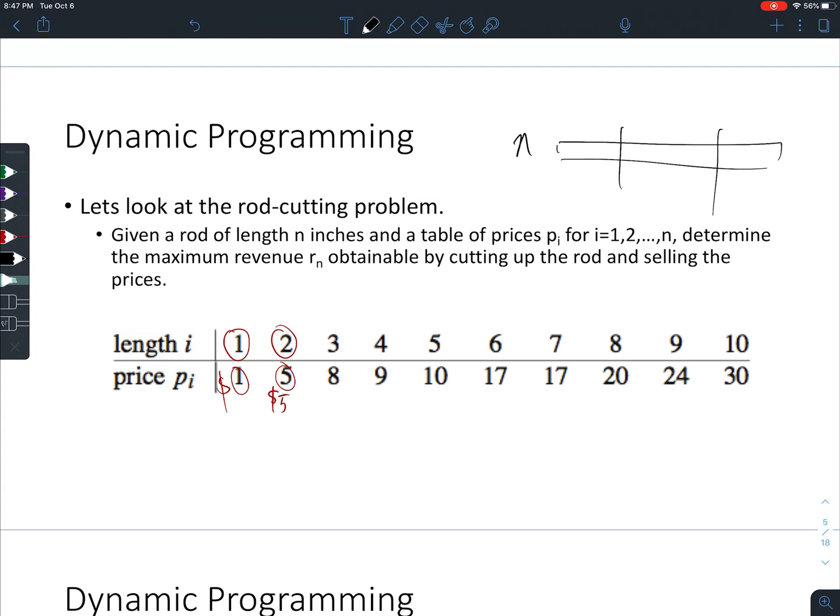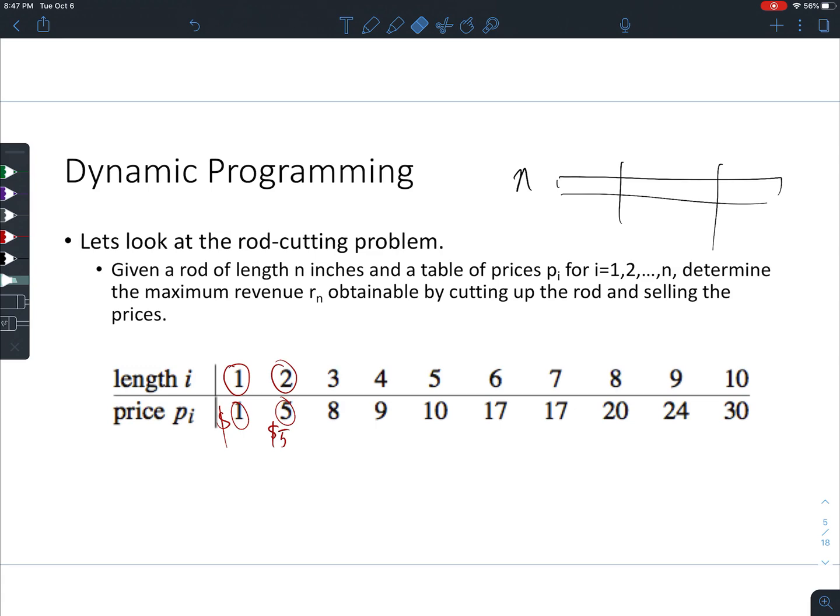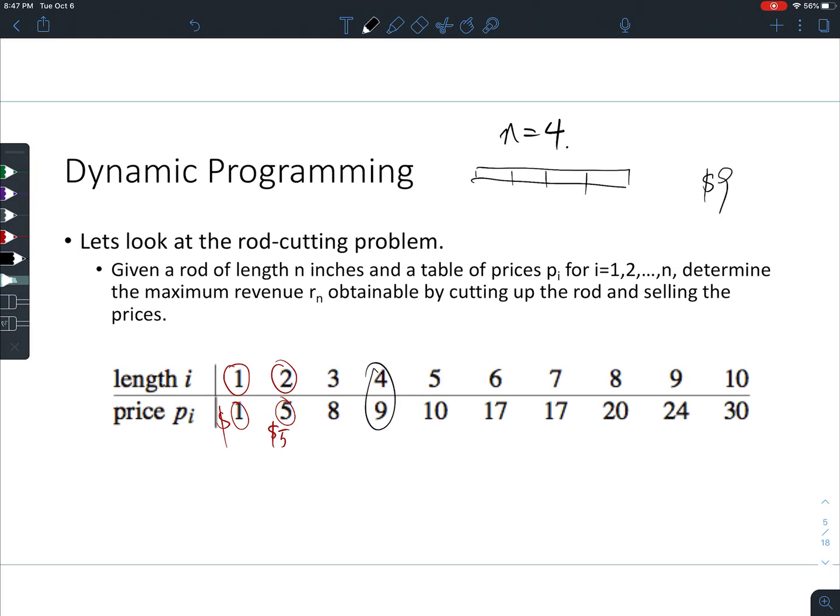Let me give you an example. Suppose we have a rod of length 4. Let's just discuss a couple of solutions. If you do not cut it, if you just sell this rod as a whole piece of length 4, according to this table, you will be able to make $9, because for a rod of length 4, if you sell it directly, you can make $9.